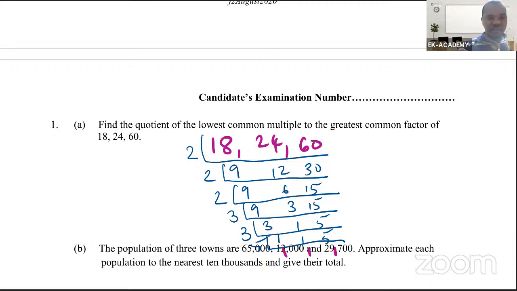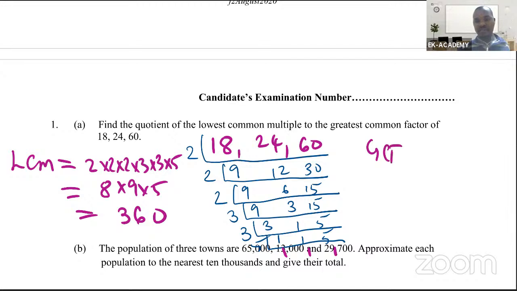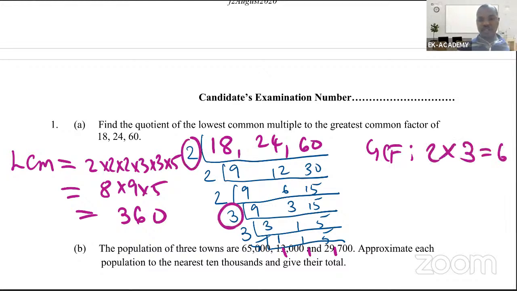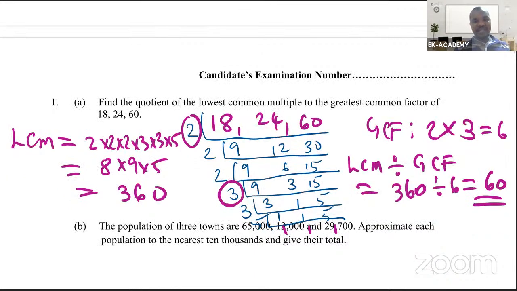So LCM is 2 times 2 times 2 times 3 times 3 times 5. LCM is 8 times 9 times 5. You get actually LCM equals 360. And GCF, we are going to look for a number actually which divides all 3 numbers without a remainder. And for our case, we have 2 times another number, 3. So GCF equals 6. Now, when you take LCM divided by GCF, this is equal to 360 divided by 6, and the result is going to be 60. So the quotient we are looking for here actually is 60, dear students.